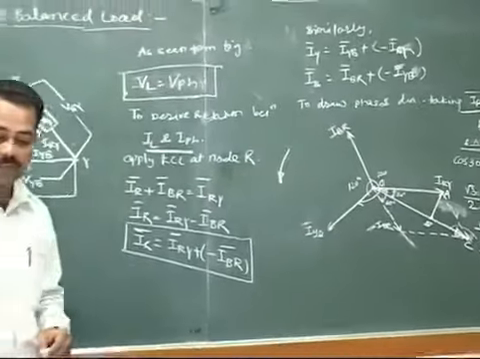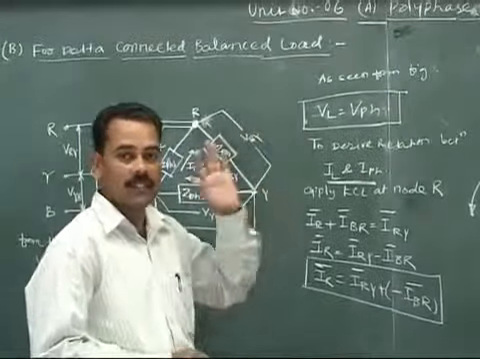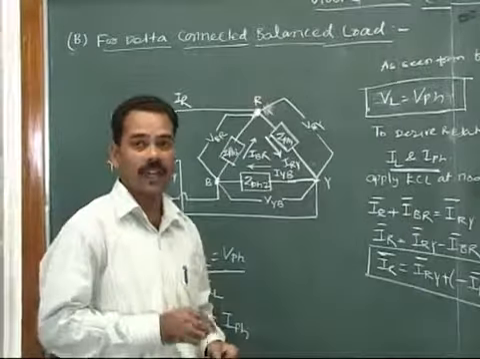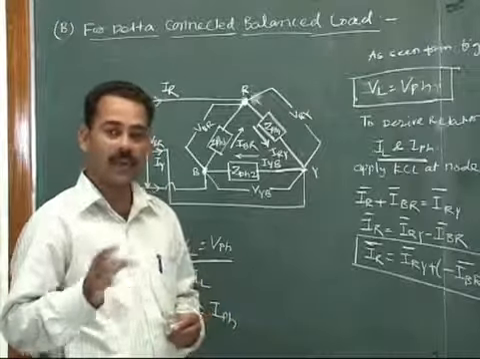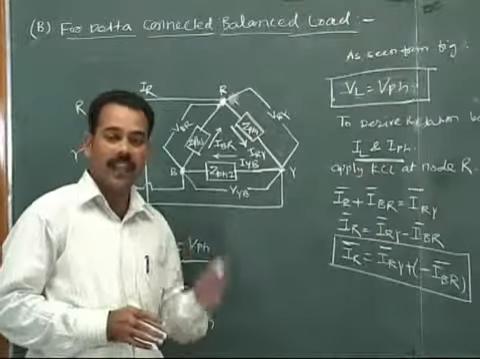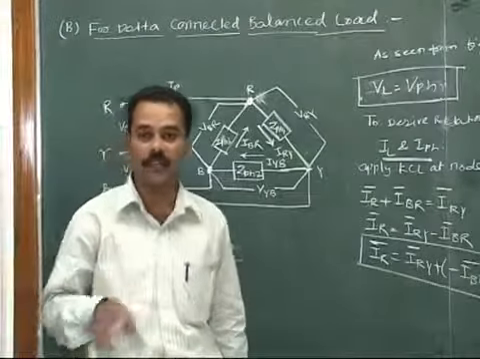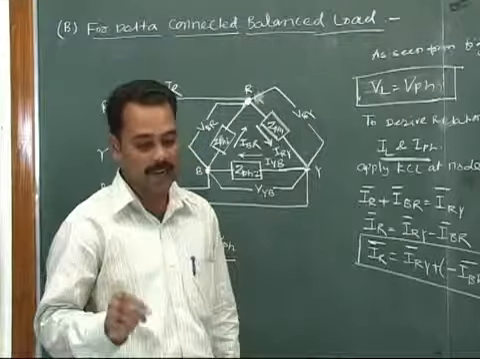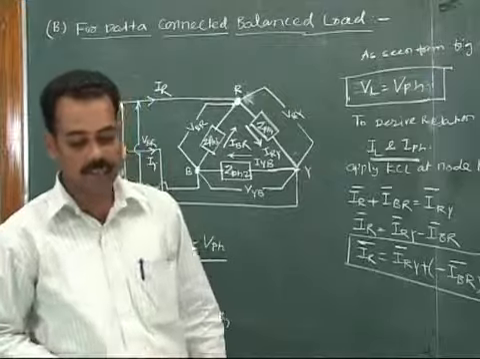Similarly, the power which we have shown in the case of the star connected load, in the delta connected load also the active power P is equal to root 3 times VL IL cos phi, whereas reactive power is root 3 VL IL sin phi, and the apparent power is also given as root 3 VL IL, same as in the case of the star connected load.